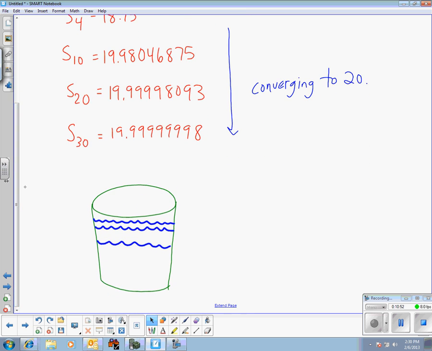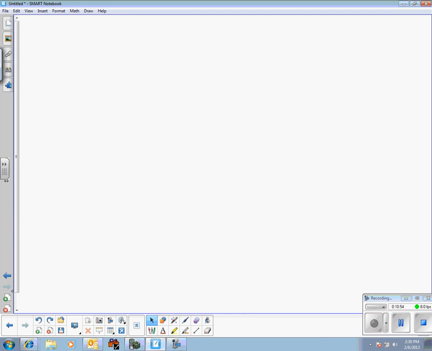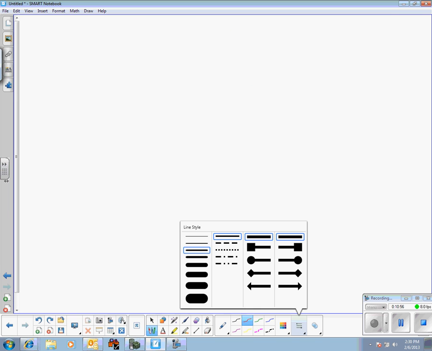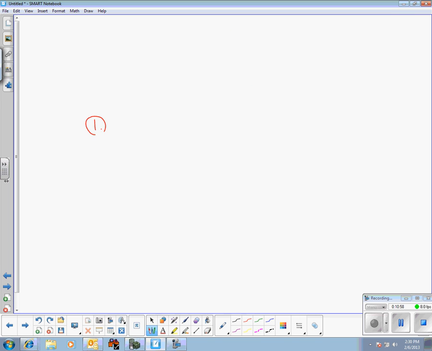So what do you need to know about infinite geometric series? Number one, when do they converge? Not every infinite geometric series will converge. You know, if you add up 2 plus 4 plus 8 plus 16, that's what we call diverge. That adds up to infinity. In other words, there is no bucket that won't overflow. So when do they converge?